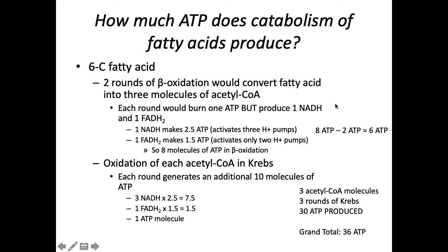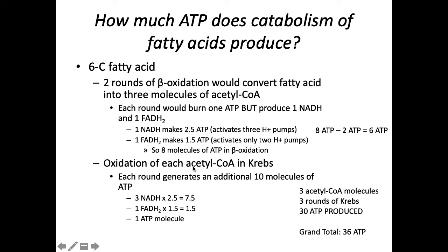Okay, how much ATP does catabolism of fatty acids produce? Well, if I have a 6-carbon fatty acid, I go through 2 rounds of this beta oxidation to convert it into 3 molecules of acetyl-CoA. Each round would burn 1 ATP but produce 2 electron carriers in the process. So I do my little math here. 1 NADH makes 2.5 ATP. That's that average we talked about in notes yesterday. 1 FADH2 makes 1.5 ATP. So 8 minus 2 is 6 ATP.